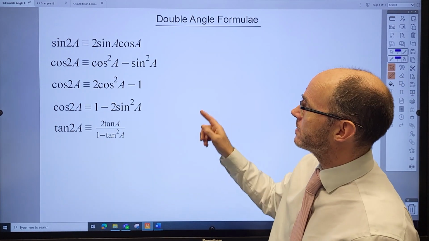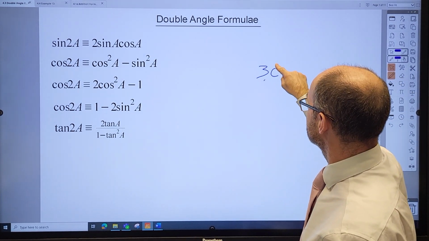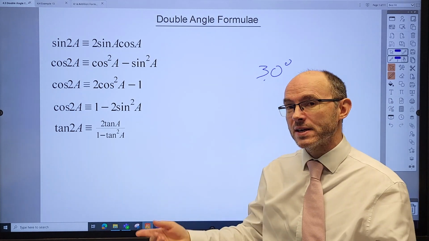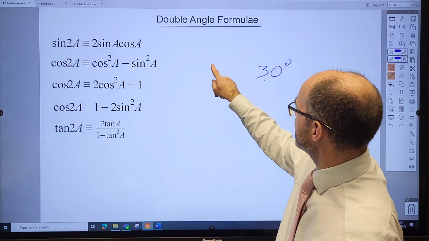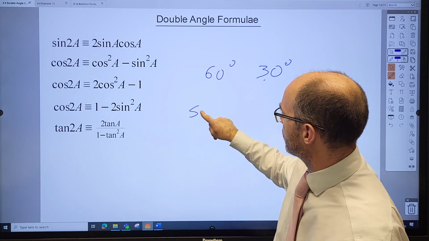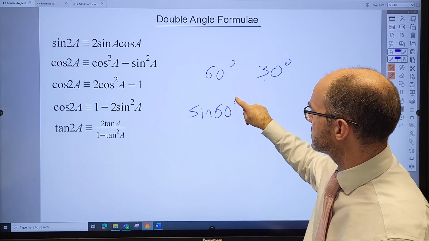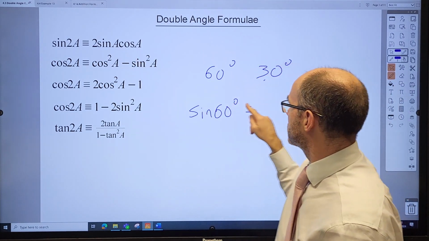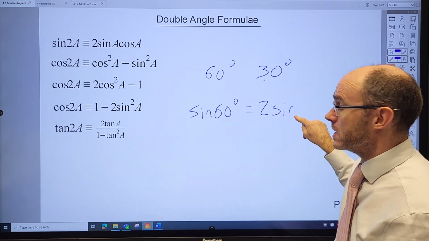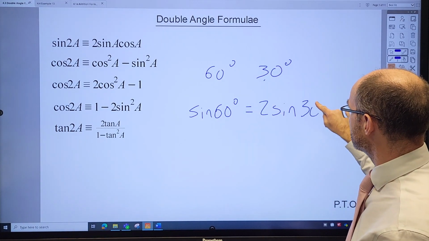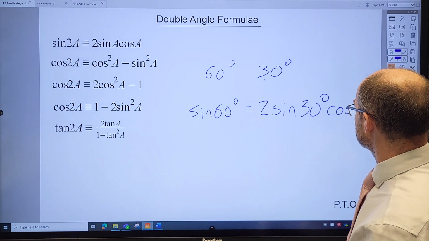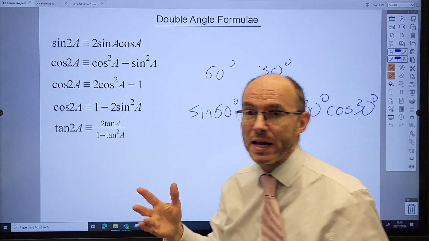So suppose I think of an angle at 30 degrees. If I double that angle, I get 60 degrees, of course. Well, what that means is that the sine of that doubled angle, 60 degrees, is equal to twice the sine of the original angle I chose, 30 degrees, cosine 30 degrees. And that's why it's called the double angle formula.